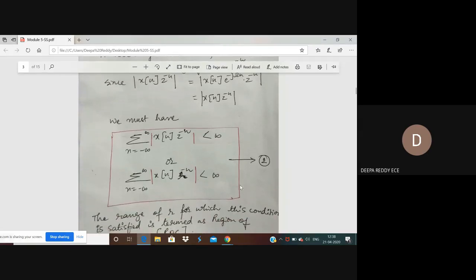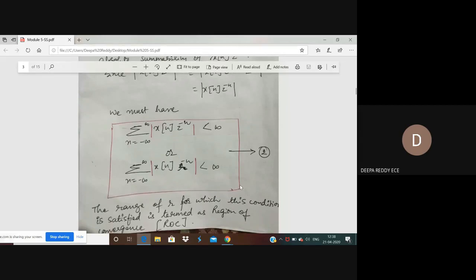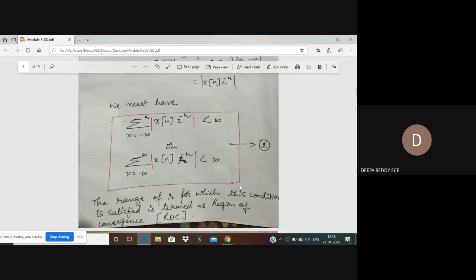The range of R for which this condition is satisfied is termed as region of convergence. So we say that it is the range of R, where R is the distance from the origin where your Z is actually existing, Z is equal to R e to the power of j omega. So it's a very, very important topic. This is a definition.